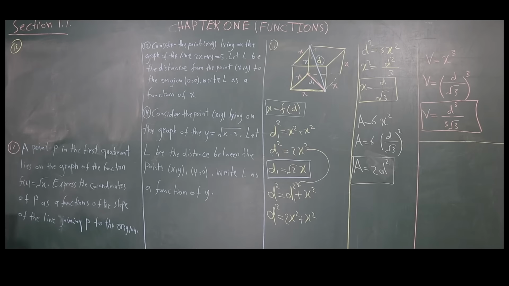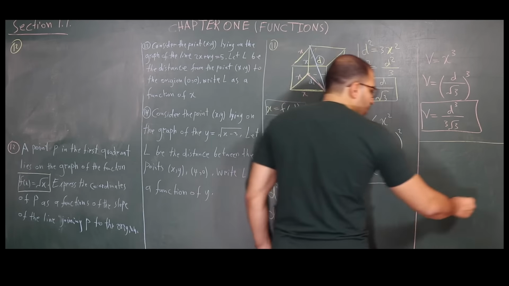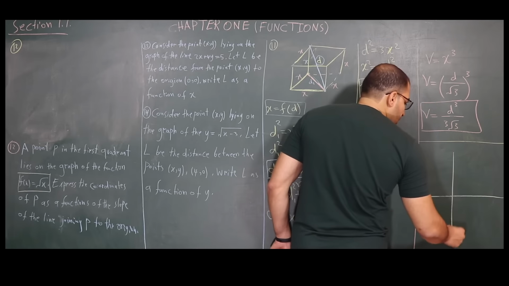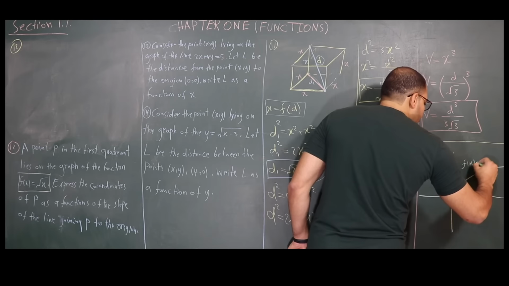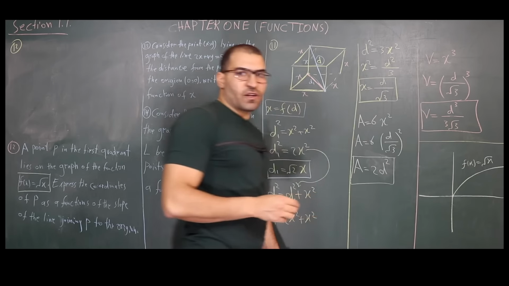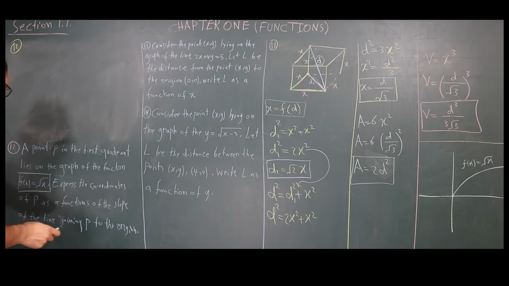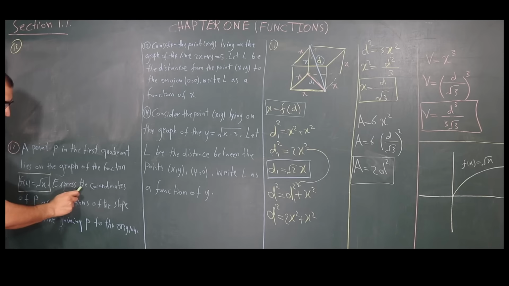A point P in the first quadrant lies on the graph of the function f of x equals the square root of x. We don't need to plot, I just plot to make things clear. This is the graph of f of x equals the square root of x. It's a very well known graph, and it expresses a function. So express the coordinates of P as a function of the slope of the line joining P to the origin.